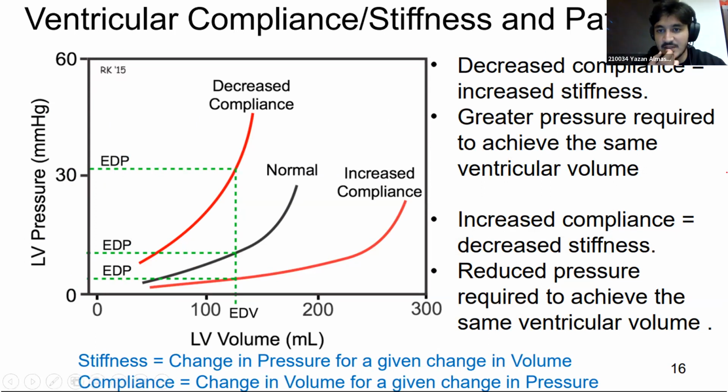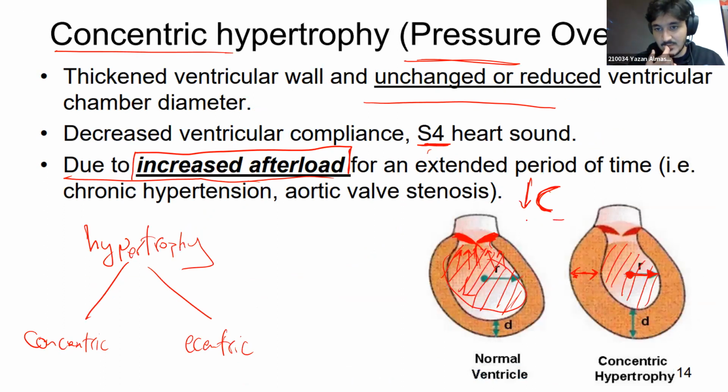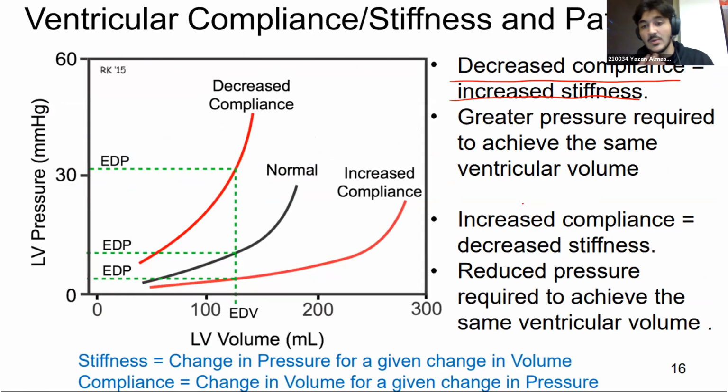Compliance is basically how much the heart is filling. How much can the heart fill with blood? So if the heart has decreased compliance, it means that its ability to fill with blood is less, or in other words, it's stiffer. So here it says decreased compliance equals increased stiffness. If the heart is more stiff, it's going to have less blood filling in it. And that's why we explained here, this is decreased compliance or stiffer heart. Now, if the heart has increased compliance, it's going to have decreased stiffness and reduced pressure.